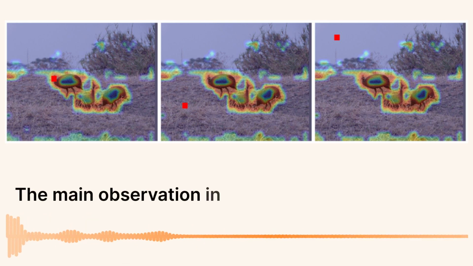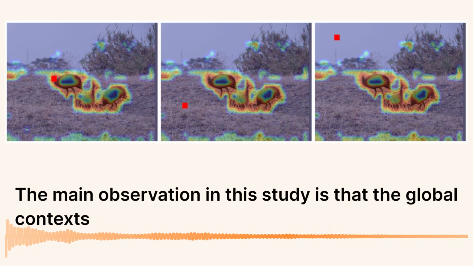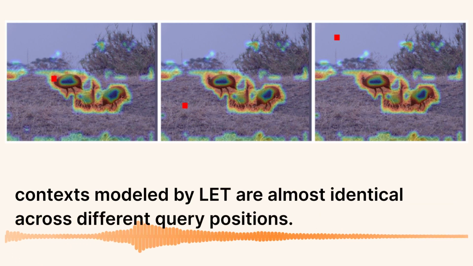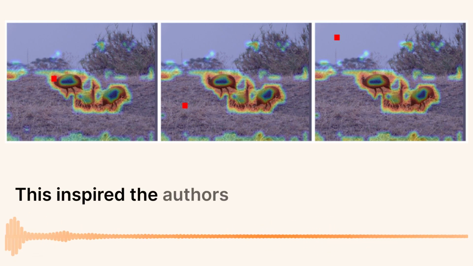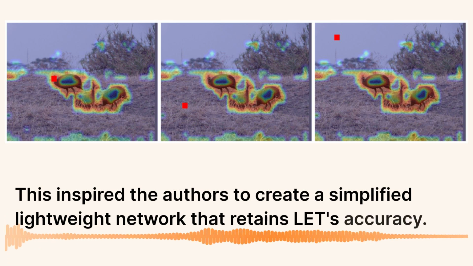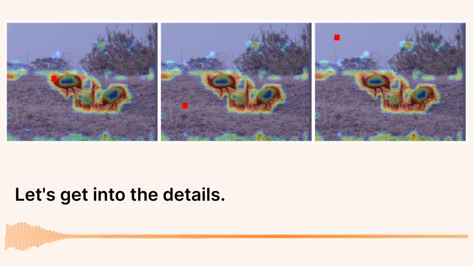The main observation in this study is that the global contexts modeled by NLNet are almost identical across different query positions. This inspired the authors to create a simplified, lightweight network that retains NLNet's accuracy. Let's get into the details.